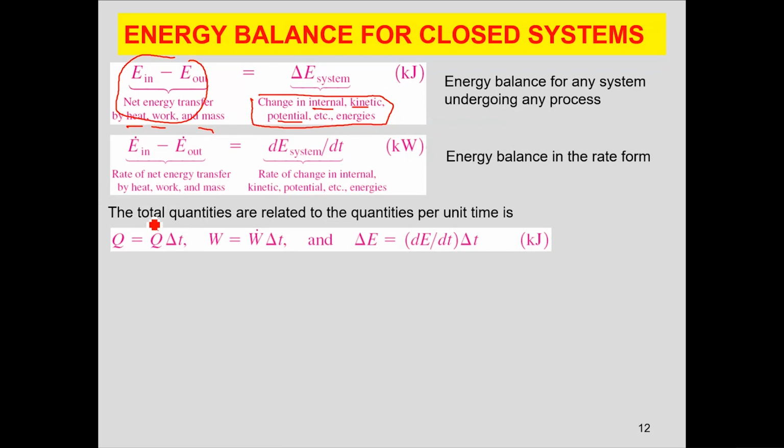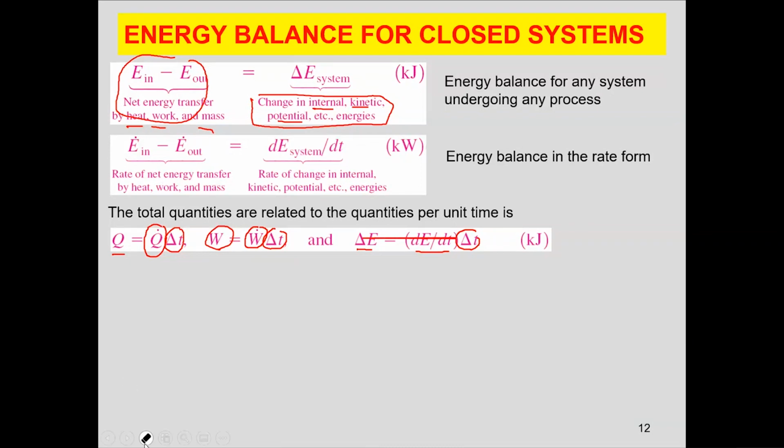If you have the heat transfer rate given to you, you multiply it by the time for which that took place and you can find out the total heat transfer. Similarly, if the rate of work done is given to you, you multiply it by the time for which it has been done and you'll find out the total work done. And similarly, the total change in energy of the system is the rate of change of energy of the system multiplied by the time for which that took place. So these equations are known to you.